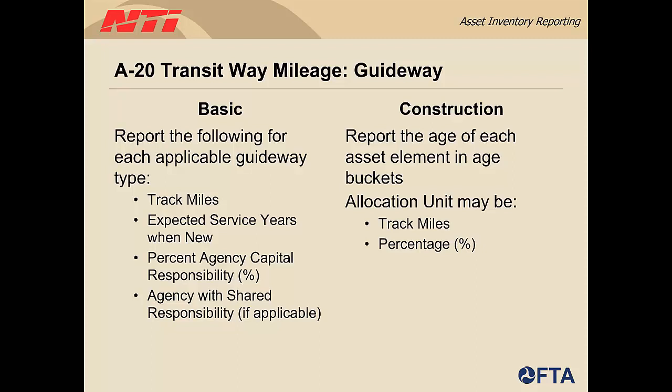First, we'll cover the guideway section. This section is going to capture information on your agency's guideway elements. There's a basic section, which includes track miles, expected service years when new, percent agency capital responsibility, and agency with shared responsibility, if applicable. The construction section is where you will report the amount of each guideway element in the age bucket in which it was constructed. You can break this down by percentage or track miles per age bucket.